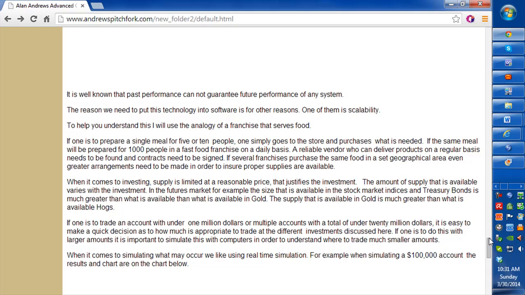So when it comes to investing, supply is very limited at a reasonable price that would justify the investment and the risk involved, and that amount of supply that is available varies with the investment. So, for example, in the futures market, there is greater supply available in the stock market indices and the treasury bonds than there is supply available in the gold futures. And the supply available in gold futures is much, much greater than the supply available in hogs.